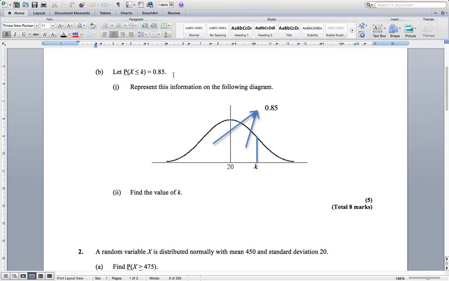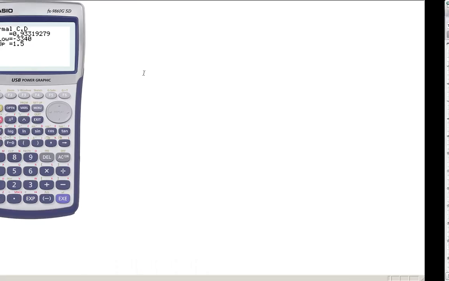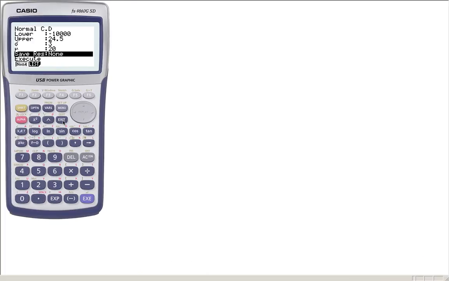In this scenario, students, the area is given, the probability is given, 0.85. I need to find the value of k. So you need to use inverse normal. So exit, distribution, normal, and press F3, which is below inverse normal. And then it will ask you where is the tail? Is it on the left hand side, on the right hand side, or at the center?